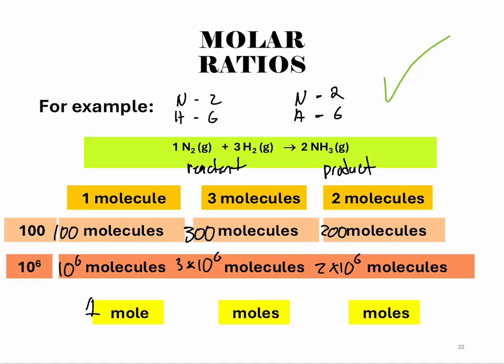What about hydrogen gas molecules? How many moles of hydrogen gas do we need? 3 moles of hydrogen gas molecules. And what about ammonia molecules? We make 2 moles of ammonia molecules.